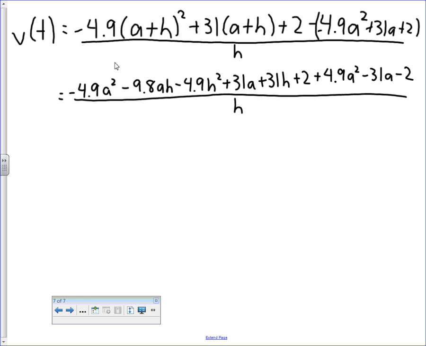One thing that Tim did there, which is okay, but I hope we didn't lose anybody: he realized that a plus h squared is a squared plus 2ah plus h squared. So he did that at the same time, then multiplied that by 4.9 to save a line. I can live with that.